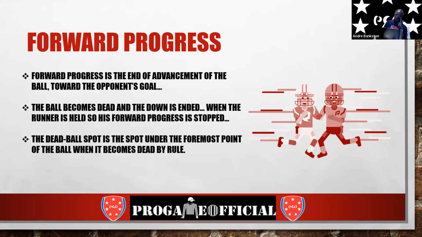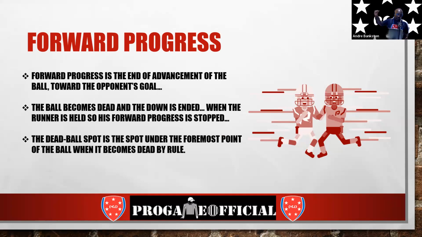The dead ball spot is the spot under the foremost point of the ball when it becomes dead by rule. This is very important because if a runner goes down on his knee or her knee, we don't spot the ball where the knee touches, but we spot the ball where the ball is at when the ball becomes dead.